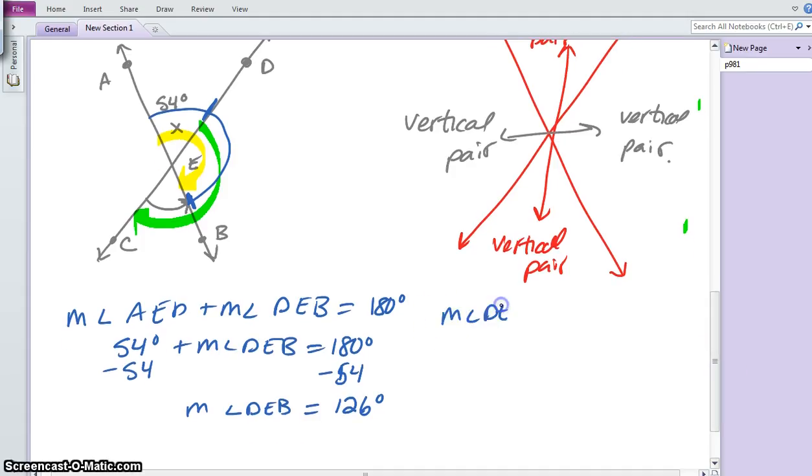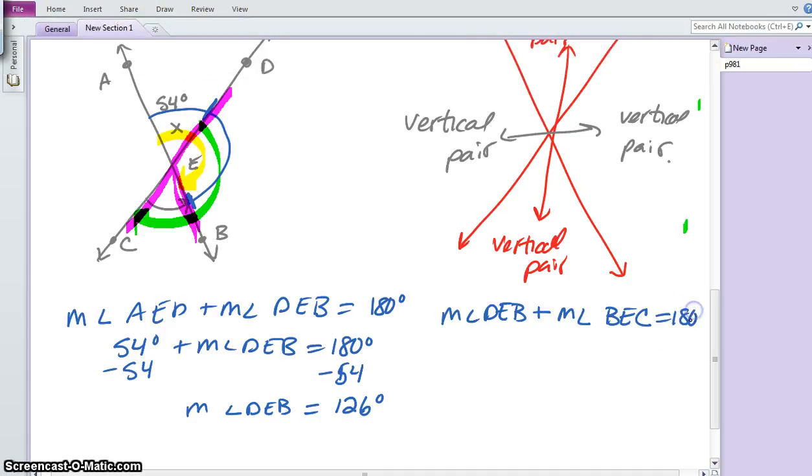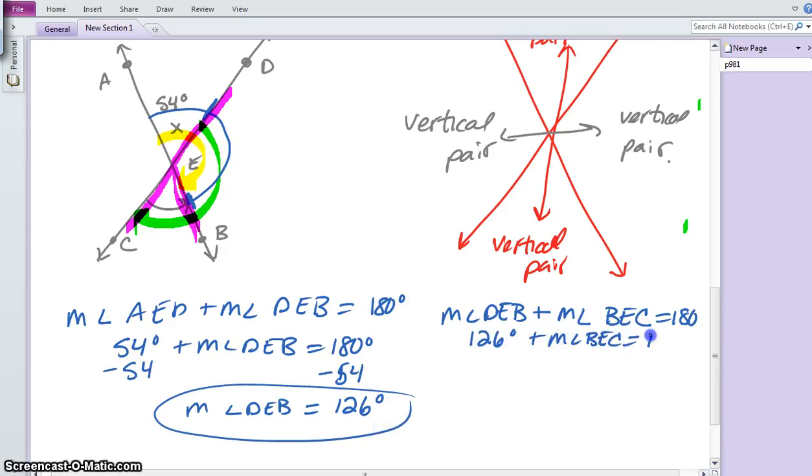Measure of angle DEB plus the measure of angle BEC, so that is this guy plus this guy, also equals 180 degrees. We know that the measure of angle DEB is 126, so we're substituting. Measure of angle BEC, when we subtract 126 from both sides, is 54 degrees.